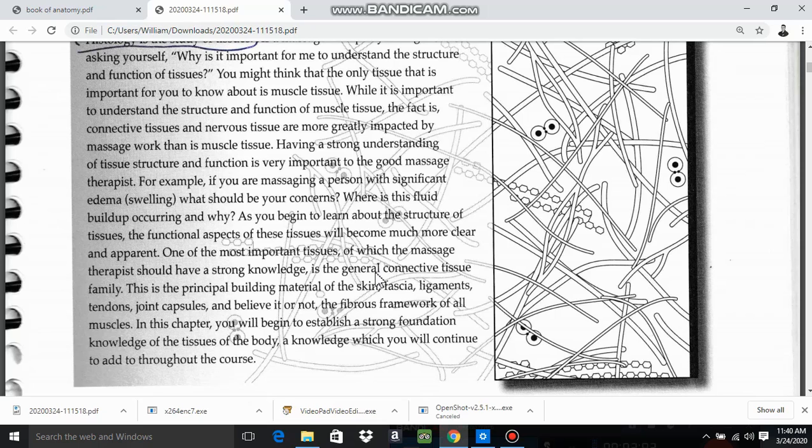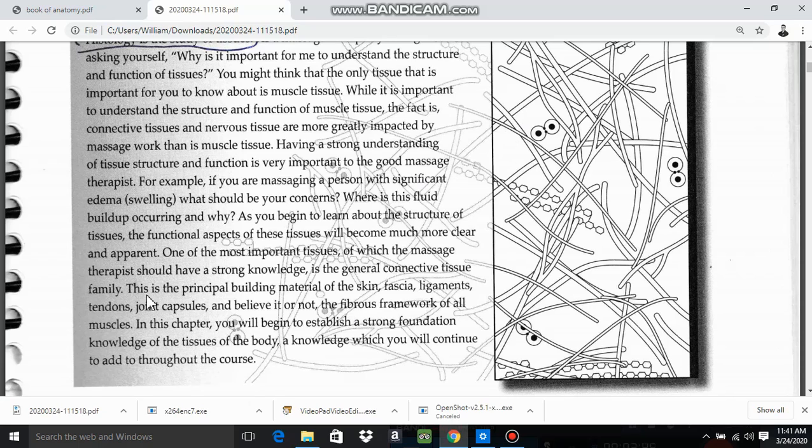For example, if you're massaging a person with significant edema, swelling, what should be your concerns? Where is the fluid buildup occurring and why? As you begin to learn about the structure of tissues, the functional aspects of these tissues will become much more clear and apparent. One of the most important tissues of which the massage therapist should have a strong knowledge of is general connective tissue. This is the principal building material of the skin, fascia, ligaments, tendons, joint capsules, and believe it or not, the fibrous framework of all muscles. In this chapter, we're going to understand and begin our foundation on all this stuff.